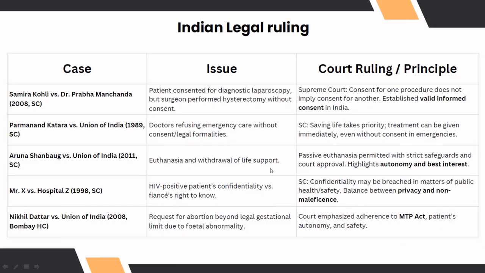Euthanasia and withdrawal of life support: our government does not permit active euthanasia, passive euthanasia is permitted. This highlights autonomy and best interest. HIV positive patients: confidentiality versus the fiancé's right to know, a balance between privacy and non-maleficence, because you would harm the fiancée if you don't tell her. So this is something where confidentiality may be breached in matters of public health safety. Another case was a request for abortion beyond the legal gestational limit due to fetal abnormality, where the court emphasized adherence to the MTP Act, and the women patients' autonomy and safety. So these are some of the important cases.